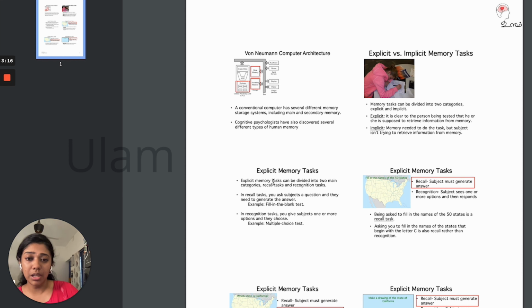Explicit memory tasks can be divided into two main categories, recall and recognition tasks. A recall task is when you're supposed to get it from your memory. Recognition is just picking it from a list or something like that, right? The example for a recall task is fill in the blanks, whereas for recognition, you can give the example of multiple choice questions. I think all of us prefer MCQs over fill in the blanks, right? So in explicit memory, we prefer recognition tasks over recall tasks.